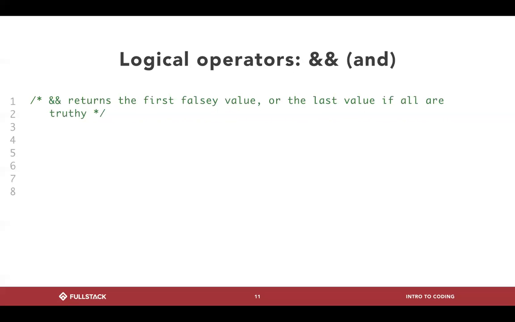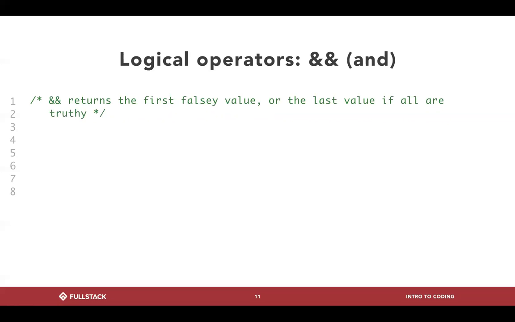9 has to be greater than 8, and we have to be coding in JavaScript, or like 3 has to be less than 5 and 1 has to be greater than 0. If either one of those is not true, then the whole thing's not true. The other thing that it does is it returns values.